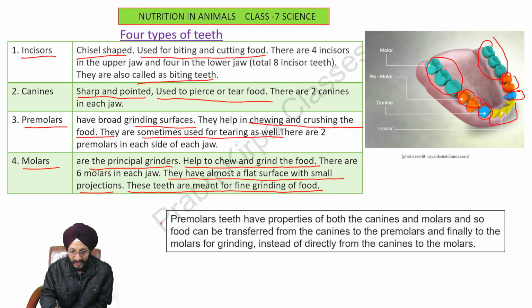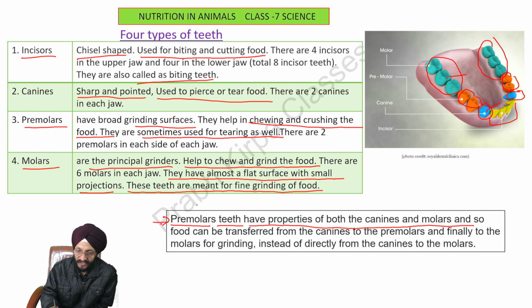Now there are some lines about the premolars. Premolar teeth have properties of both canines and molars. That is, they have the properties of these and these, both teeth. And food can be transferred from the canines to premolars and then to the molars for grinding, instead of directly from canines to the molars. That is, first the food comes to the canines, then it goes to premolars, then to the molars.